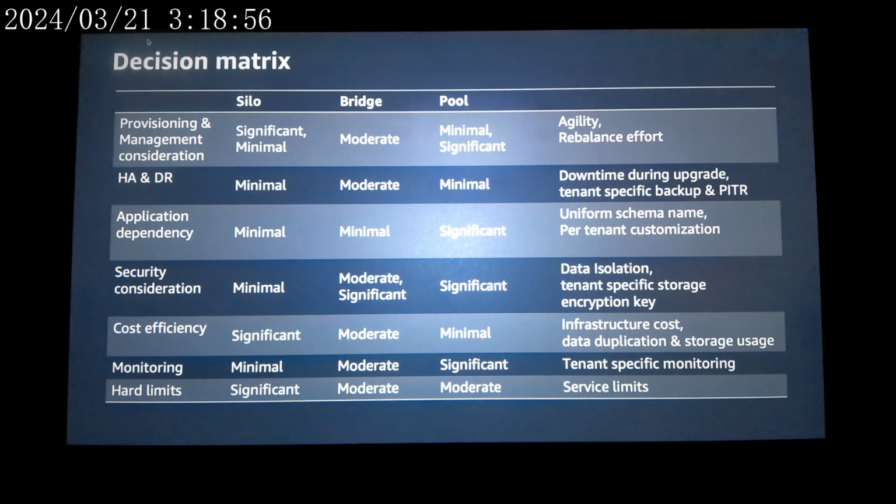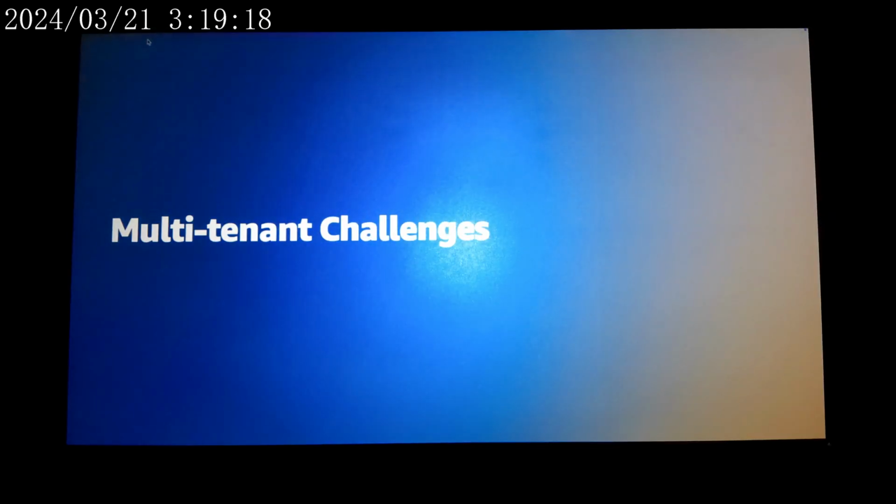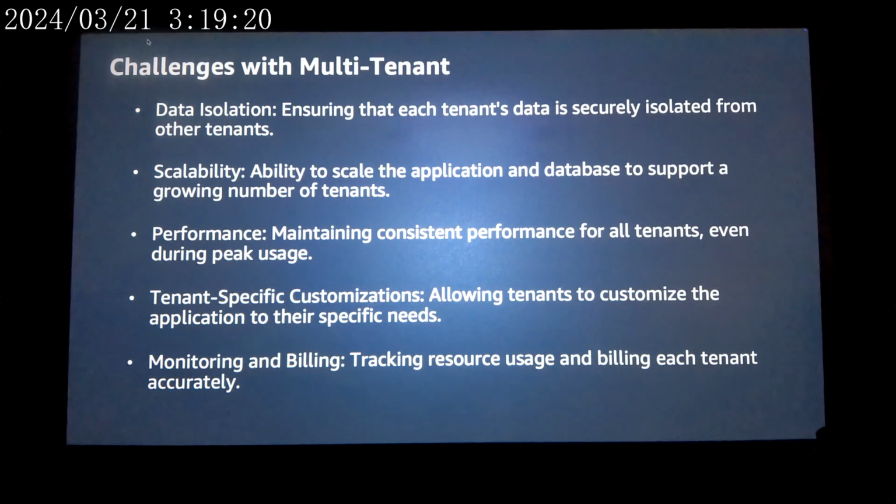For example, if you have an account, how many databases can I deploy, how many proxies, how many EC2 instances, how many subnet groups, right? So they all come into play. So in siloed, it's going to be significant because every tenant requires dedicated infrastructure, right? And bridge and pool are going to be moderate because it's shared infrastructure.